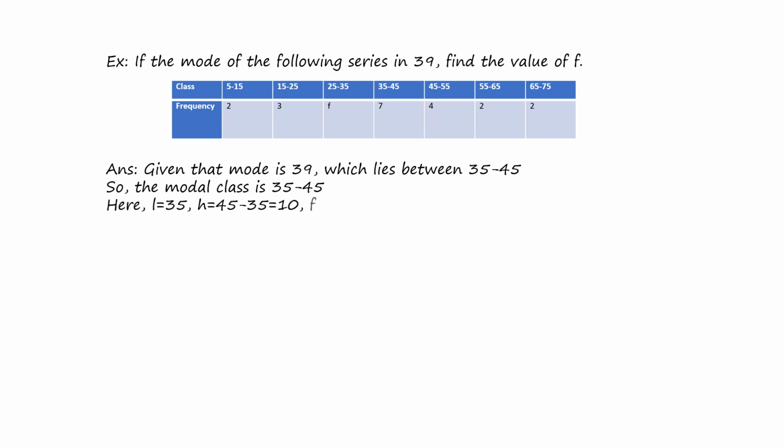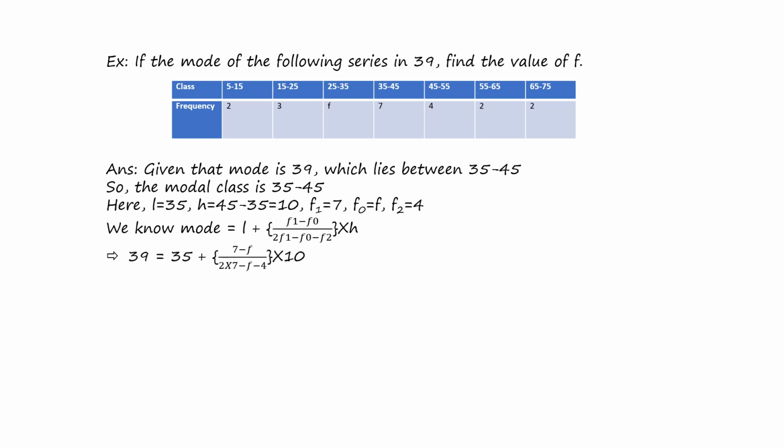What we can say, L equals 35, H equals 45 minus 35, that means the class interval equals 10. F1 equals 7, F0 we can treat as equal to f, and F2 equals 4. Now we know mode equals L plus (F1 minus F0) whole divided by (2F1 minus F0 minus F2) whole into H. Putting the values, we can write 39 equals 35 plus (7 minus f) whole divided by (2 into 7 minus f minus 4) whole into 10.